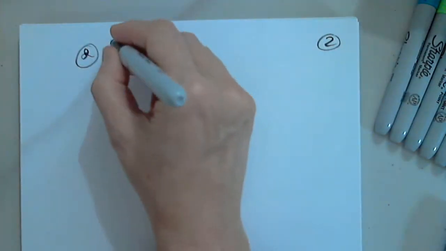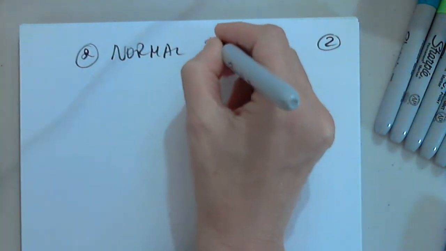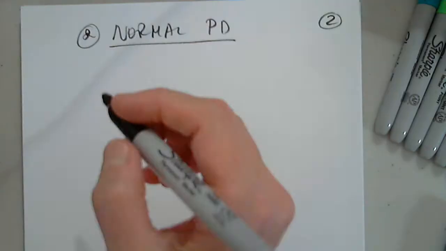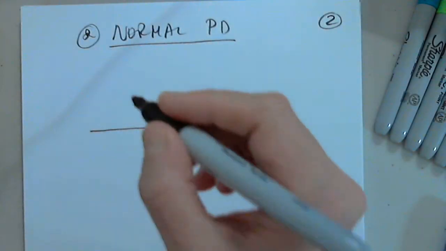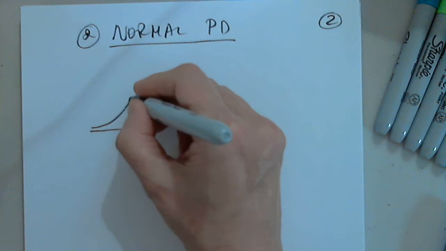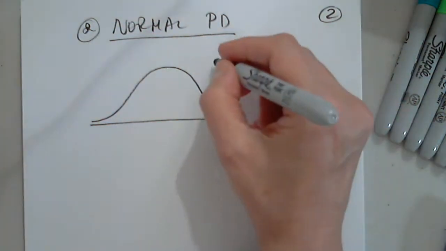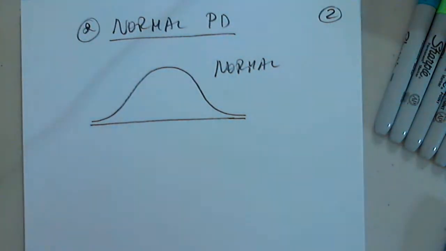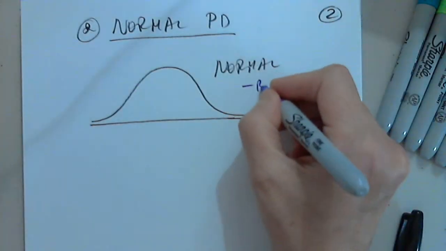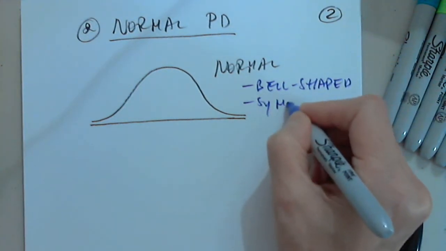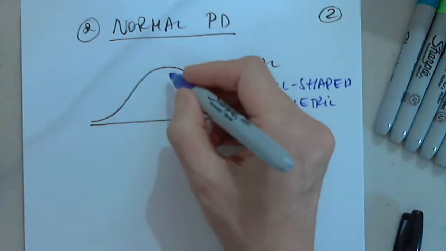Let's talk about number 2, which is normal. Probability density, probability distribution, same thing. Okay, so here is a picture of such a function that is normal. Here's the graph. This is normal. And it has many characteristics, of course. It's bell-shaped, symmetric. Right in the middle.